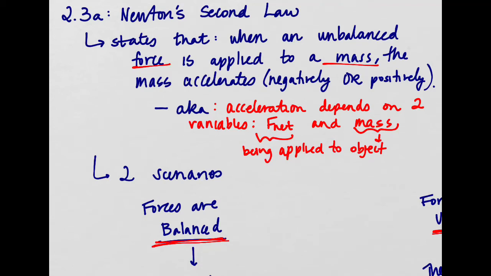Okay, remember from, I believe it was Tuesday, we started talking about section 2.3, which is about Newton's second law. And remember that Newton's second law states that when an unbalanced force is applied to a mass, the mass accelerates, and it can accelerate negatively or positively. Another way of looking at this is that acceleration depends on two variables, and that is the net force being applied to the object and the mass of the object.